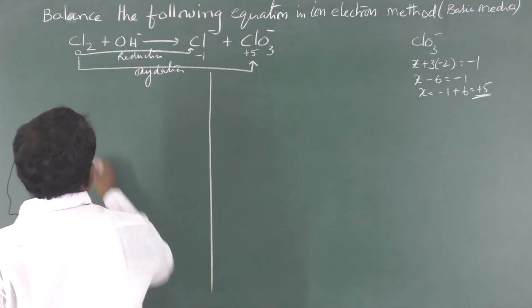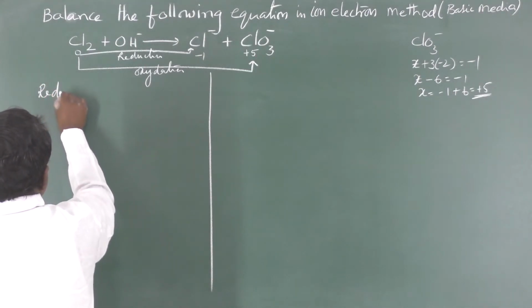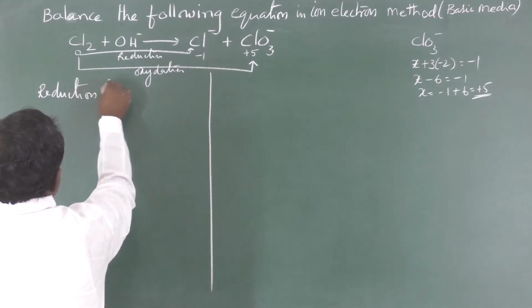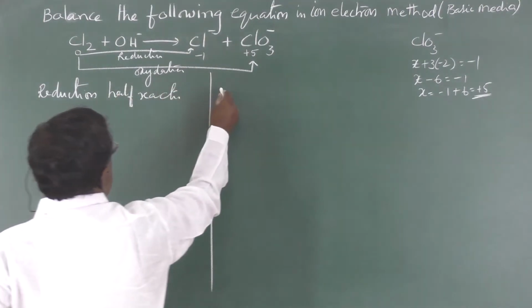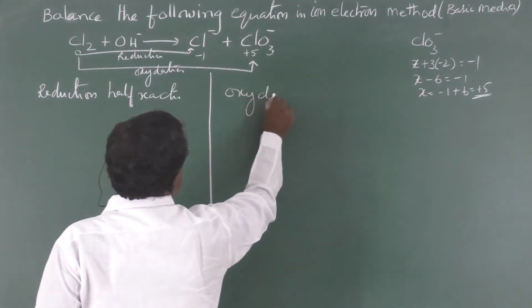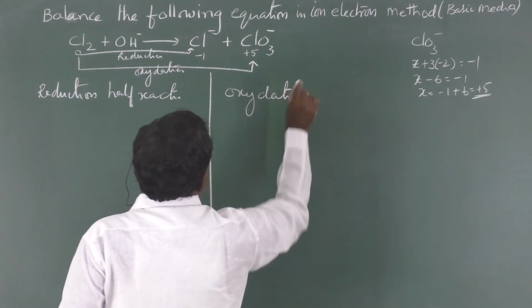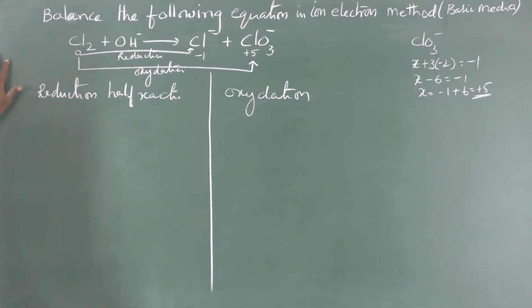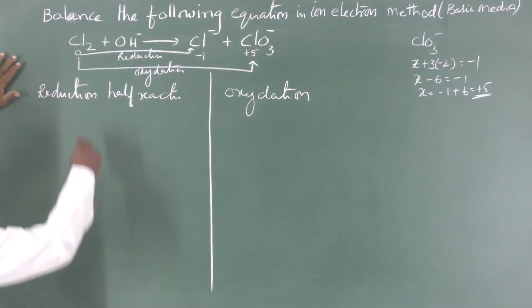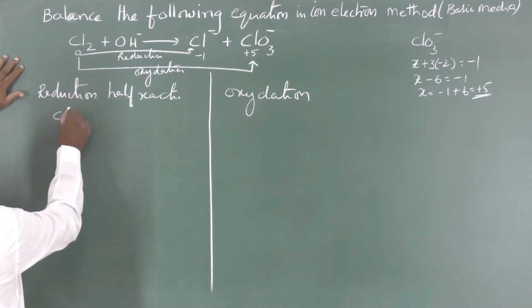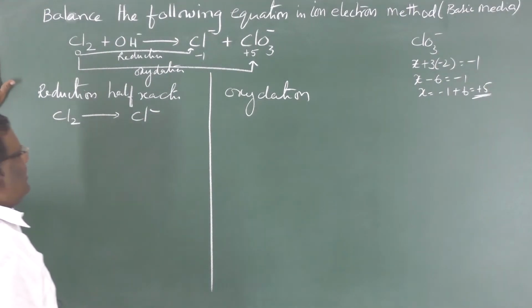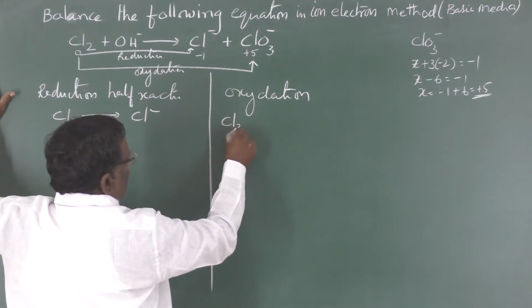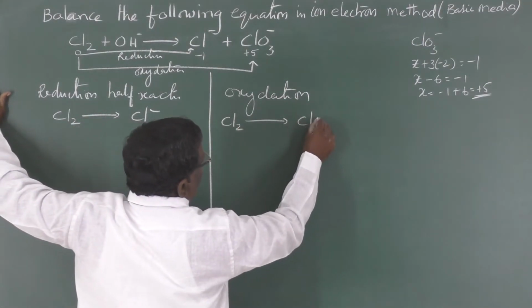So reduction half reaction, oxidation half reaction. Now we have to split the equation into two half reactions, namely reduction half reaction and oxidation half reaction. In reduction half reaction, Cl2 is reduced to Cl minus, whereas in oxidation, Cl2 is oxidized to ClO3 minus.